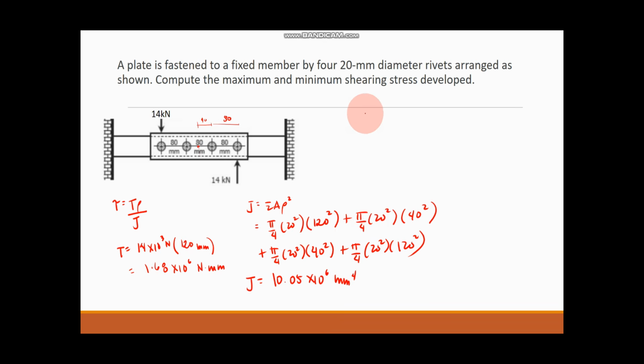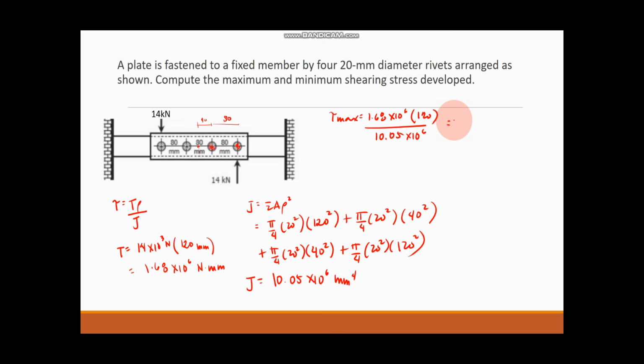The problem is looking for the maximum and the minimum shearing stress that is being developed. So the maximum shearing stress is developed or located at this part, and the minimum shearing stress is developed at this part. So for maximum shearing stress, 1.68 times 10 raised to 6 Newton millimeter, rho is 120 millimeter, all over the polar moment of inertia, which is 10.05 times 10 raised to 6.